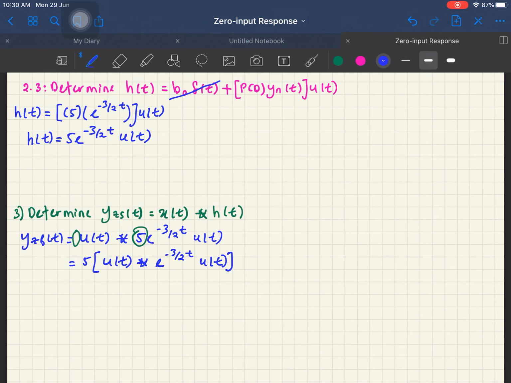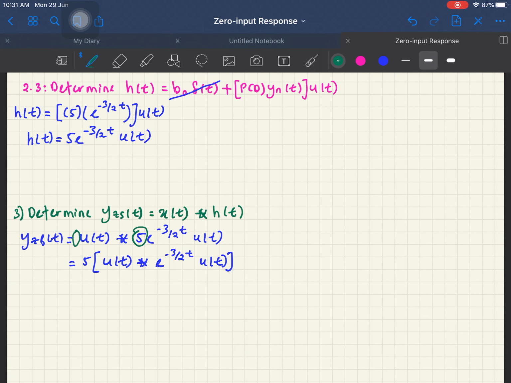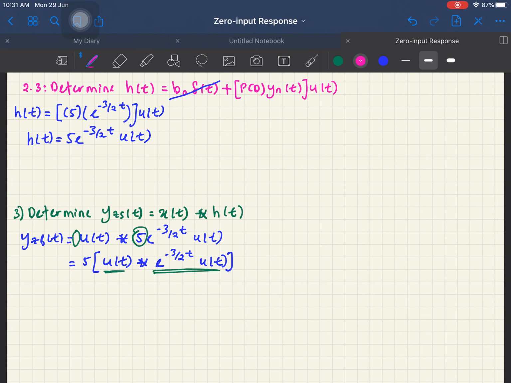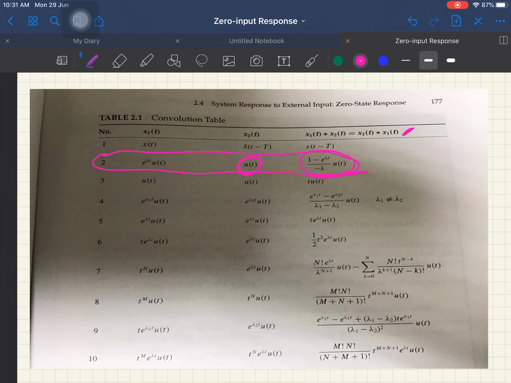Next we have to refer to the convolution table, for example, given here. Now we have here u of t and e to the lambda t u(t). If we look at the table, we have this similar to what we have. Because of this property of the convolution integral, it doesn't matter if this u(t) is x2 or x1, you will get the same result. In this case we have u(t) first and e to the lambda t second, but the result will be the same. We can still use this result, which is 1 minus e to the lambda t over minus lambda, u(t).